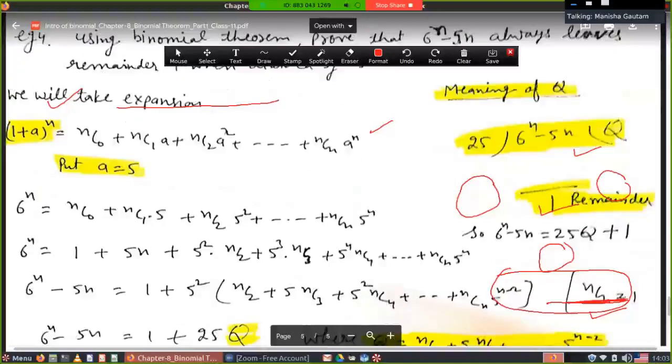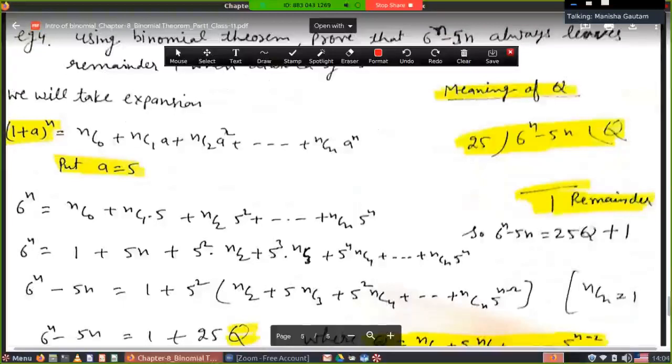Let's do it. In this question, you have to mold the binomial expansion. Normally we have written a plus b whole power n. In such cases, you have to take the a plus b whole power n expansion, where it is NC0 a to the power n b to the power 0 plus NC1 a to the power n minus 1 b power 1 and up to the last NCn a to the power 0 b to the power n.